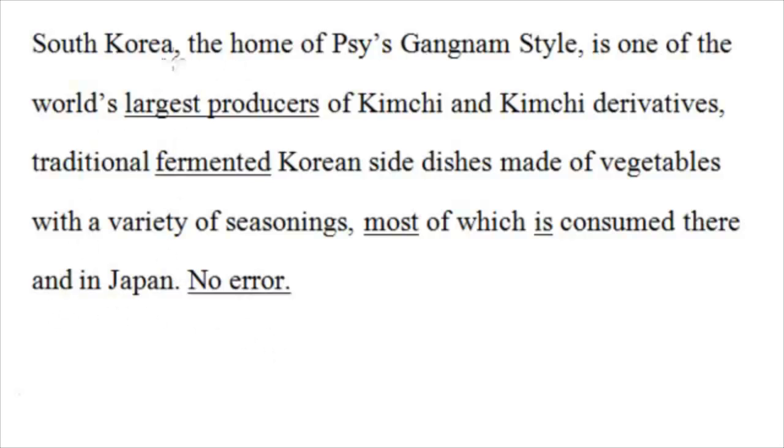It says, "South Korea, the home of Psy's Gangnam Style." This is again an appositive, right? So it's not the main part, and there's nothing wrong with that. So let's take that out. It says, "South Korea is," so this is the subject, and this is the verb, right? "Is one of the world's largest producers of kimchi and kimchi derivatives." That's the main idea of the sentence, really.